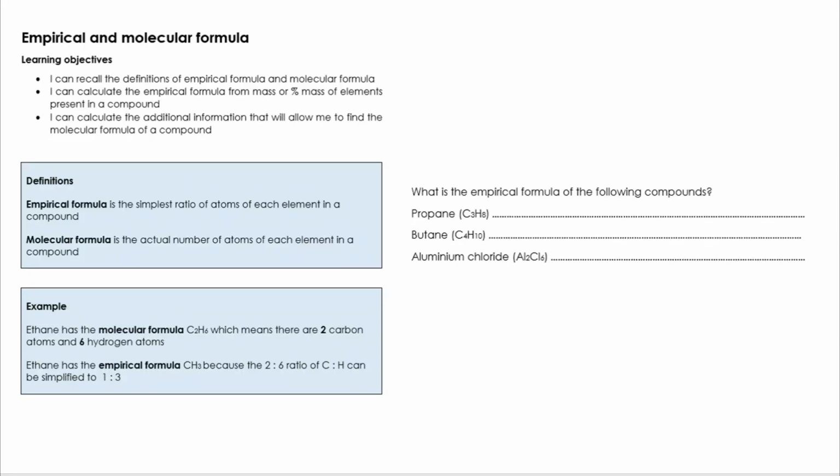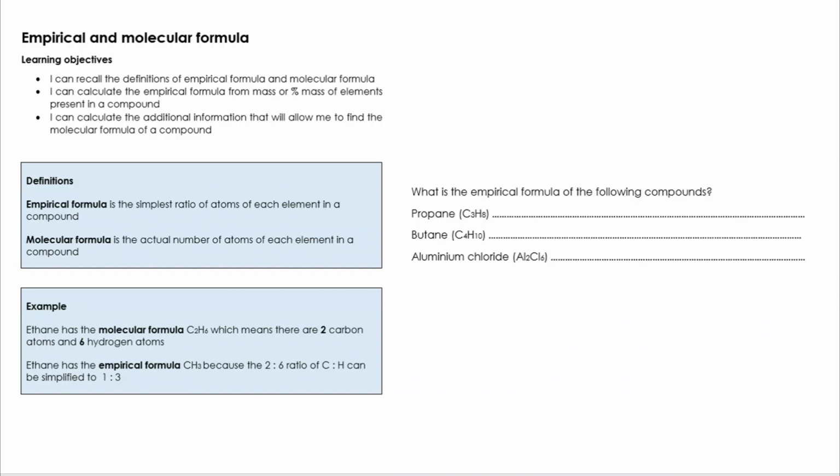So, starting off with a basic introduction to empirical and molecular formula, a great place to start is definitions. It is absolutely vital that you learn these definitions as they are written, with all of the detail included. Empirical formula is the simplest ratio of atoms of each element in a compound. Molecular formula is the actual number of atoms of each element in a compound.